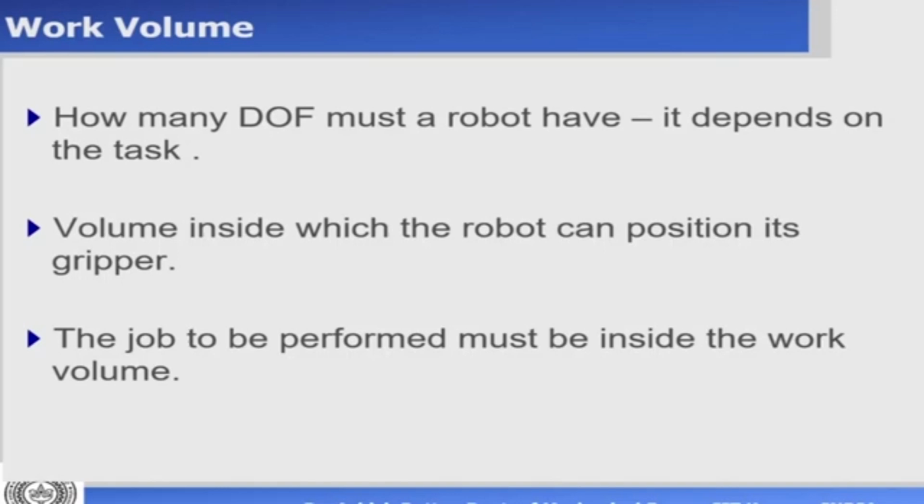Now what is the task you're going to do? That is one. The second is the task should be inside the work volume of the robot, because as I'll explain, the end effector can move inside the work volume only. So you cannot have a task which is outside the work volume. Now, what do you mean by how many degrees of freedom a robot must have depends on the task? Let's look at this very simple task.